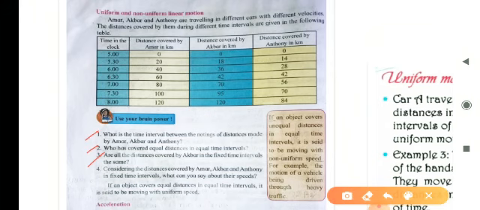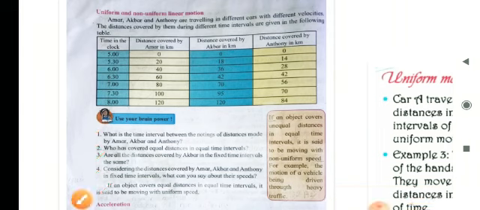No. Considering the distances covered by Amar, Akbar and Anthony in fixed time intervals, what can you say about their speeds? Amar and Anthony are traveling with uniform speed and Akbar with non-uniform speed. If an object covers equal distances in equal time intervals, it is said to be moving with uniform speed. So please mark this definition.